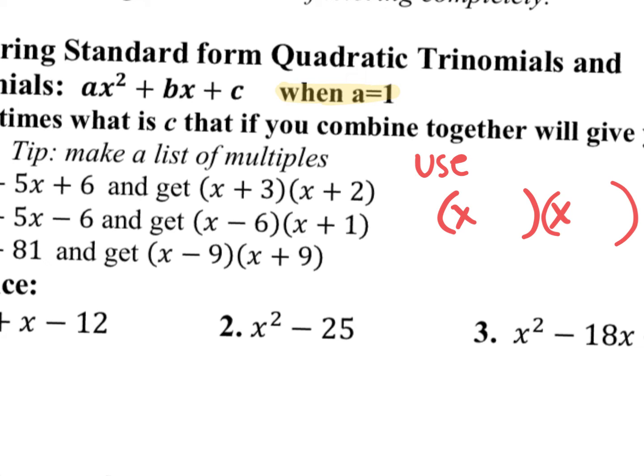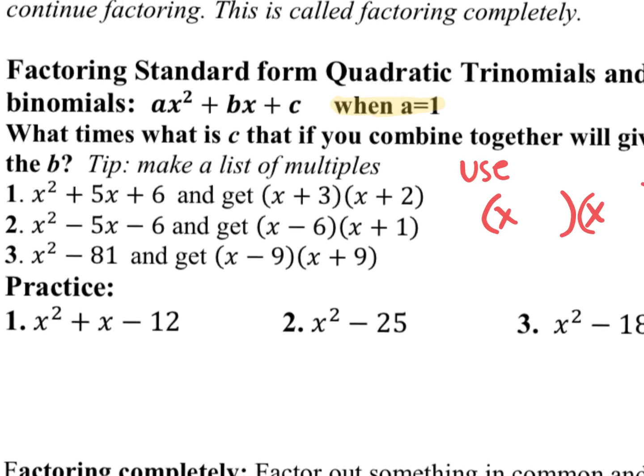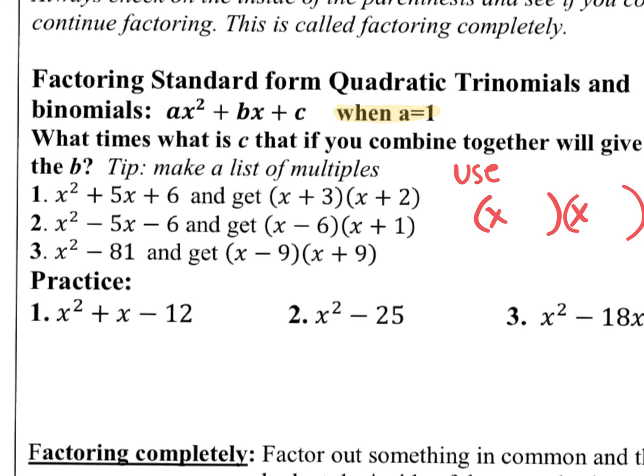When your a value is 1, you could use this format. Now, what do I mean by this? Or what do you do once you have that format? It says, what times what is the c value that if you combine together will give you the b value? And that's exactly what we're doing here.